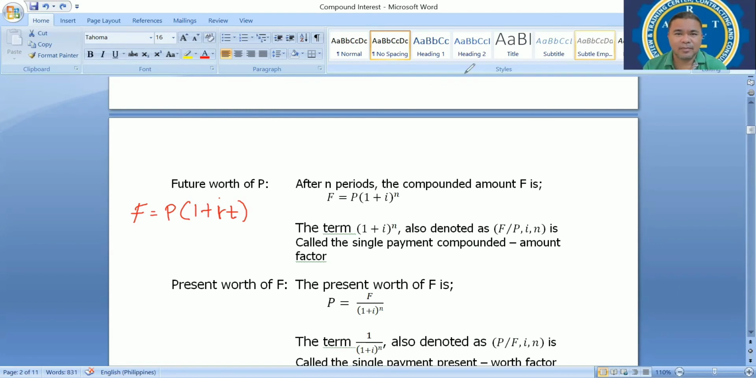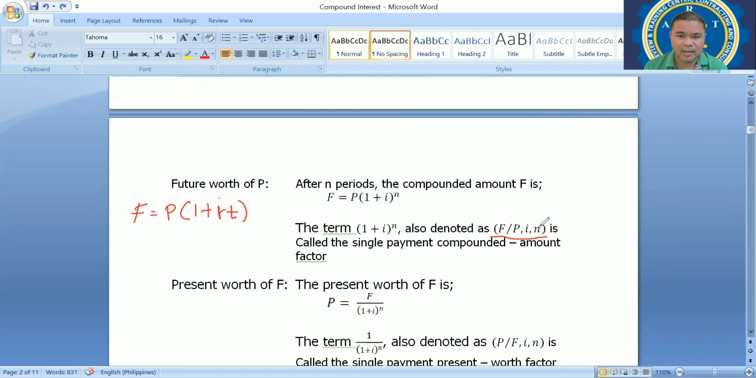The term 1 plus I to the n is also denoted as F over P, I, n, and is called the single payment compounded amount factor. Please highlight this. This is very important, because in the board exam, they will ask what is the factor for the single payment compounded amount. This is the answer.